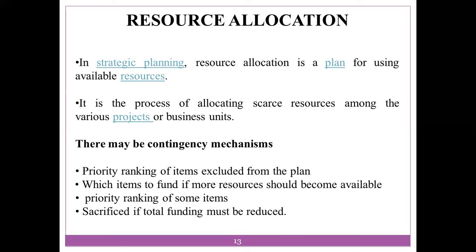So there may be a contingency mechanism. What is that? A priority ranking of items should be included. Now we have scarce resources, so we need to prioritize the items. Whichever thing is important is allocated to that department. Which item to fund if more resources become available? Priority ranking of items, and if funds must be reduced, some items are sacrificed. Which is the most important item in the list and which is the least important item, these need to be prioritized while allocating any resources.